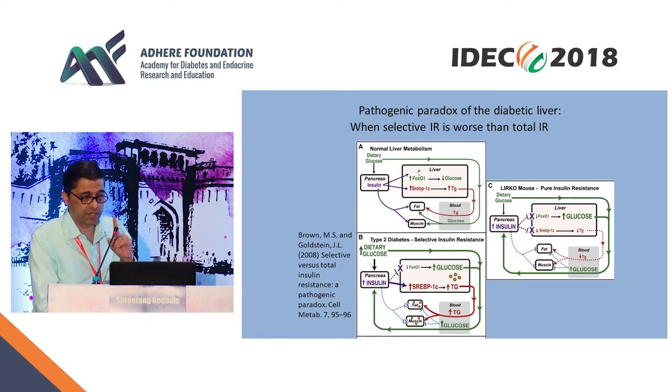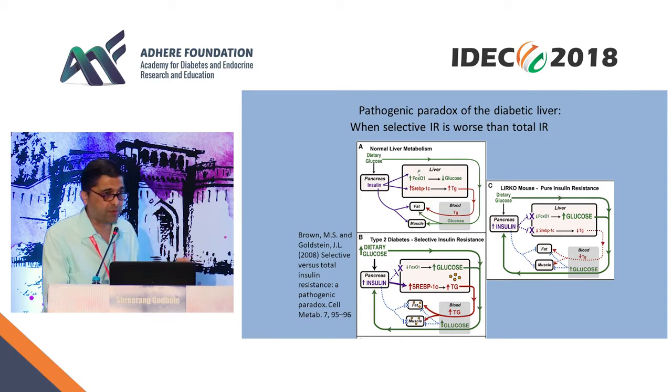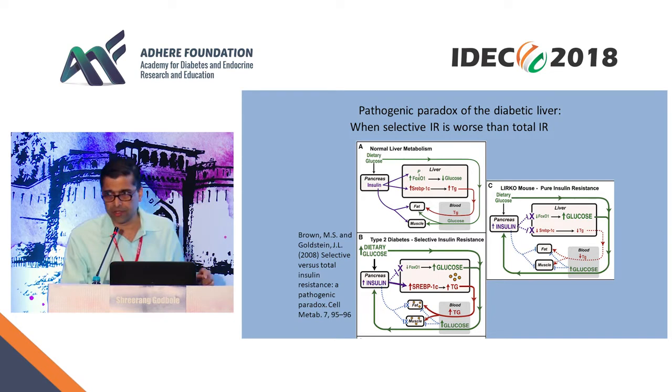It's a selective resistance. So there is no resistance at the action of lipogenesis, with the result that if you have a selective insulin resistance, as happens in type 2 diabetes, there is a double whammy. There is a combination both of increased glucose and increased triglycerides.